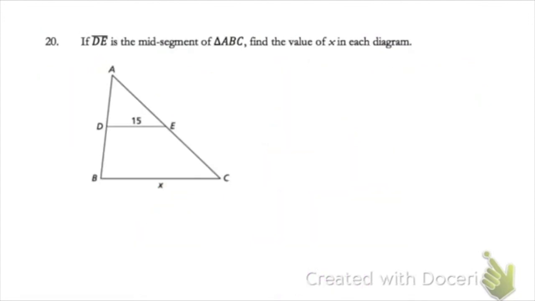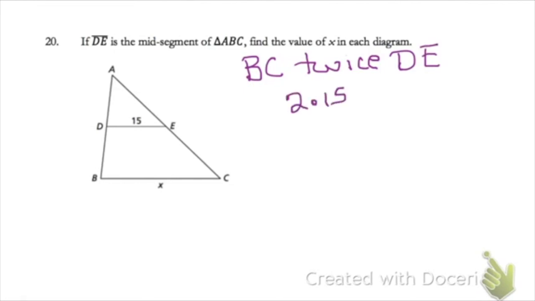Okay, and the last problem that we have is, if segment DE is the mid-segment of triangle ABC, find the value of X in the diagram. Okay, well, we said that a mid-segment is exactly 1/2 of the third side, so that makes the third side twice DE. So I'm just going to say 2 times 15, and the length of BC equals 30.